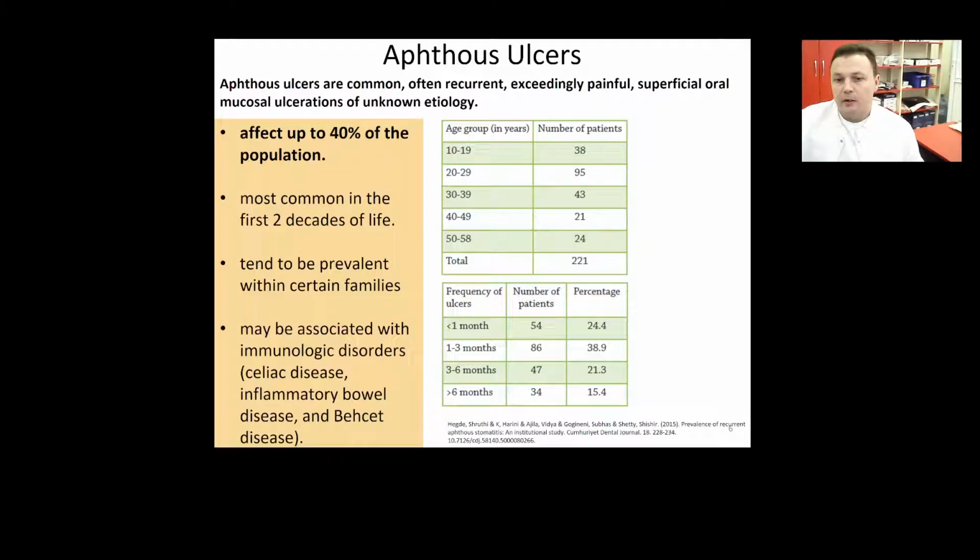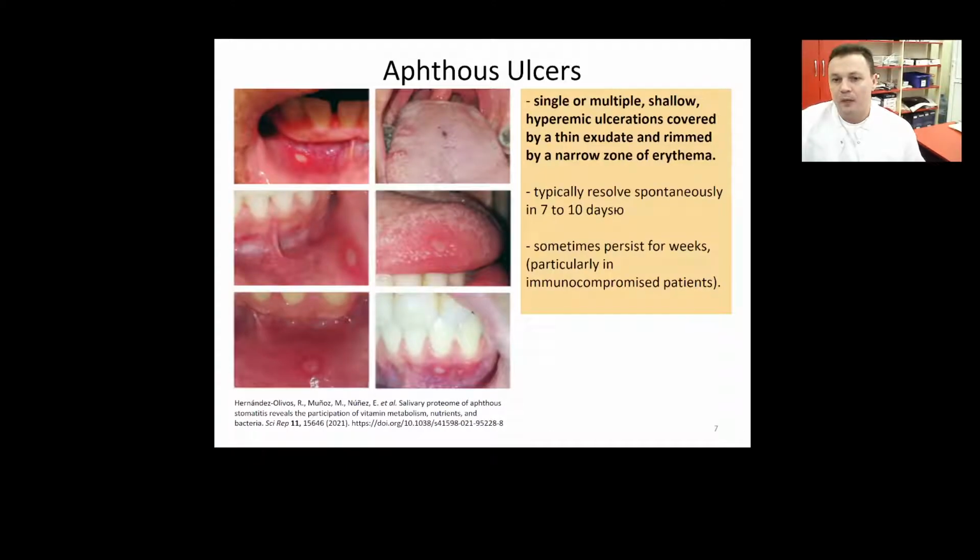Aphthous ulcers are common, often recurrent, exceedingly painful, superficial oral mucosal ulcerations of unknown etiology. They affect up to 40% of the population and are most common in the first 2 decades of life. Aphthous ulcers tend to be prevalent within certain families and may also be associated with immunologic disorders, including celiac disease, inflammatory bowel disease, and Behçet disease.